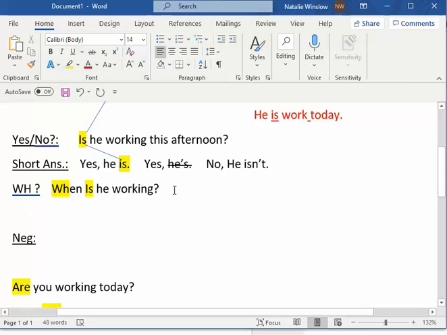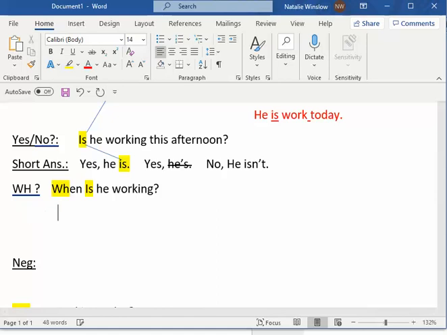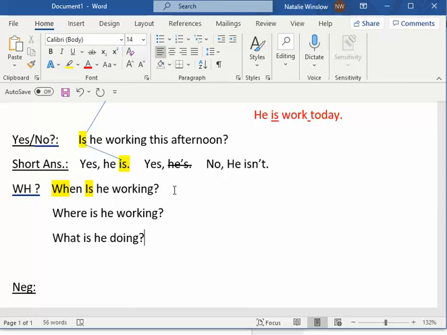Okay, there's lots of questions you could ask. You could say, where is he working? If you asked a question with what, you could say, what is he doing? You could also say, what is he doing this afternoon? He is working.